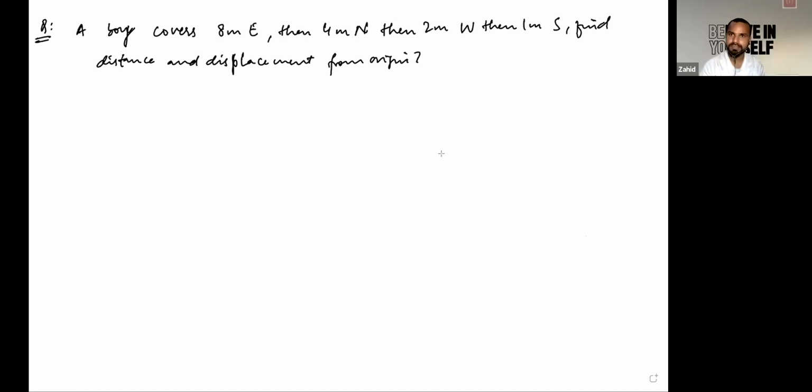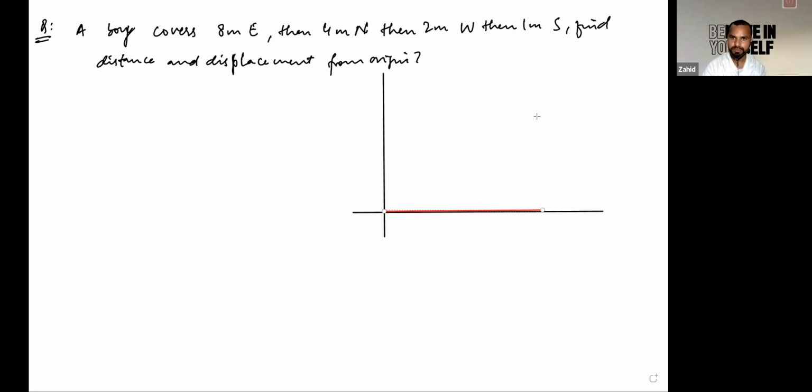Sabita, have you calculated distance and displacement for this part? First of all, for this type of problem, try to draw a graph or diagram related to it. Let's say first, it covers 8 meter distance along east. So it will be 8 meter along east like this.